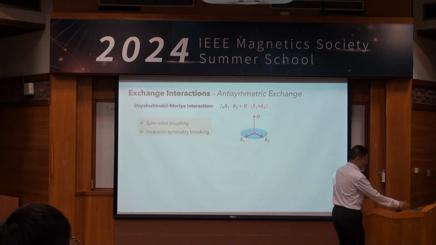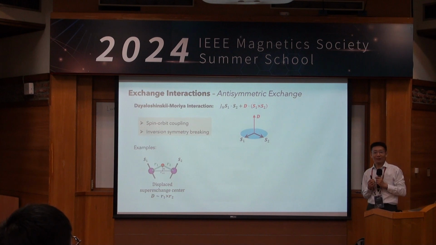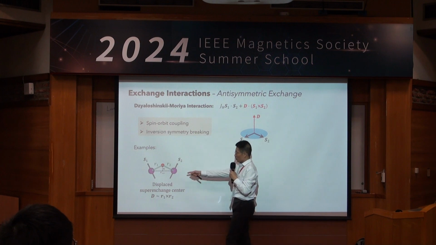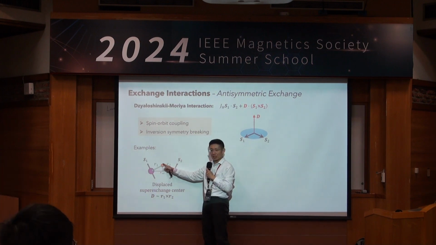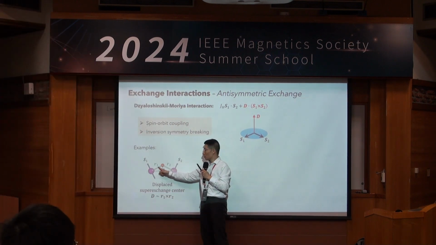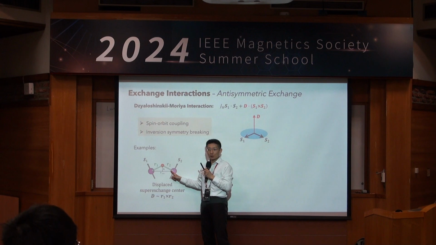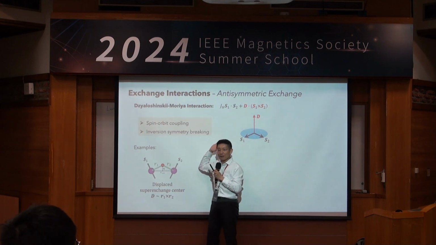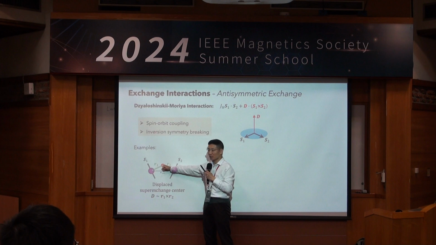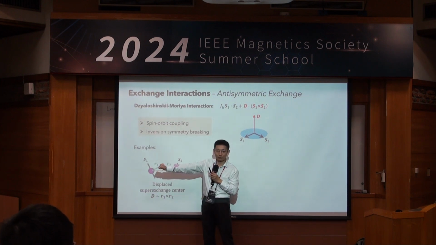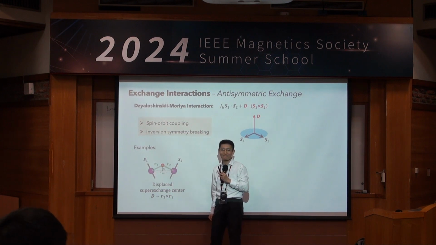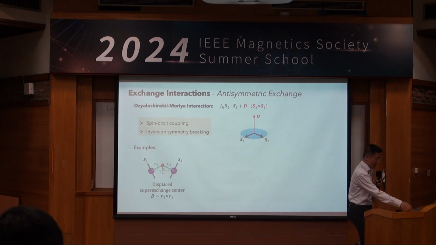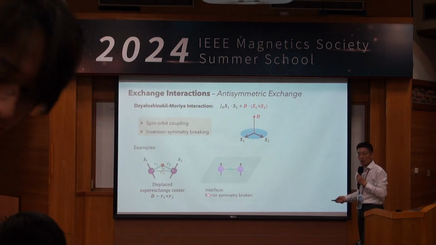But as an empirical rule, we do not have the time to go into too much detail, but an empirical rule is, once the superexchange center is displaced in one direction, then you are making a finite angle between the atomic bonds. So empirically, the DM vector is pointing along the cross product of the twisted atomic bonds, which in this case is pointing out of the board or into the board. Okay? So similar things happen when it is the mirror symmetry that is broken.